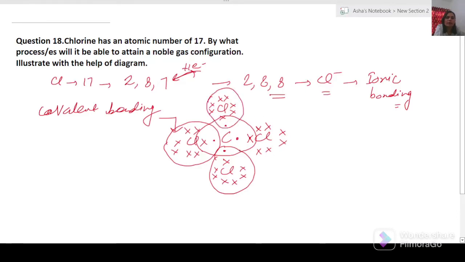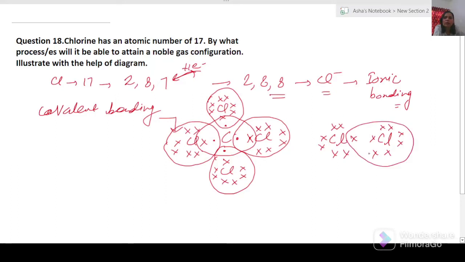Okay, so in this manner it can show covalent bonding also, and among Cl2 also, like Cl and Cl, let us say. This has 1, 2, 3, 4, 5, 6, 7, and so does the other, right? So it will share 1 electron with its neighbor, and the neighbor will also share to complete its octet. So it can easily complete its octet through covalent bonding, and also through ionic bonding.